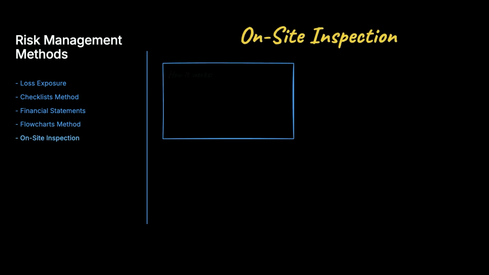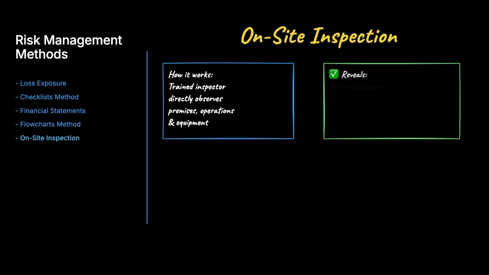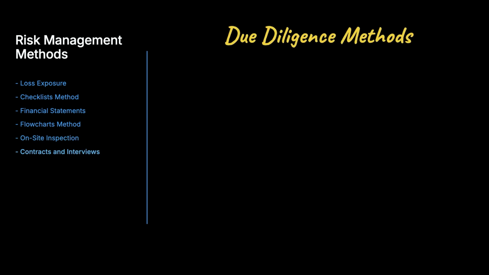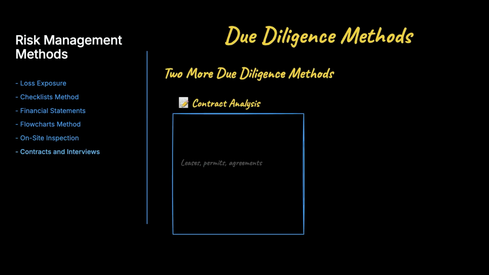The fourth method is the on-site inspection, sometimes called a physical survey. A trained inspector directly observes the premises, operations, and equipment. This reveals hazards documents cannot show, like worn equipment or unsafe conditions. The limitation is that an inspection captures only what is visible that day, and it can be costly for companies with many locations. Two more methods round out the toolkit.